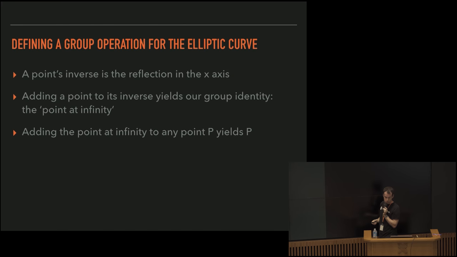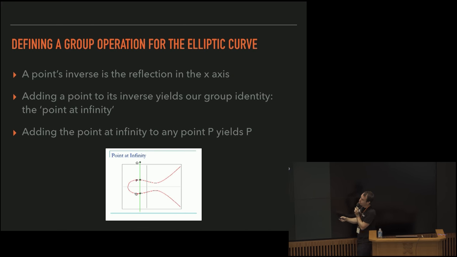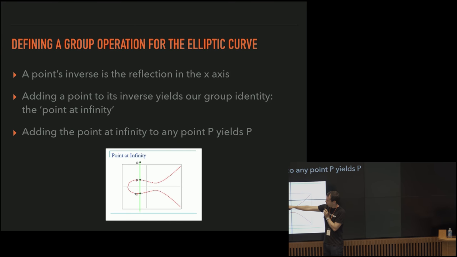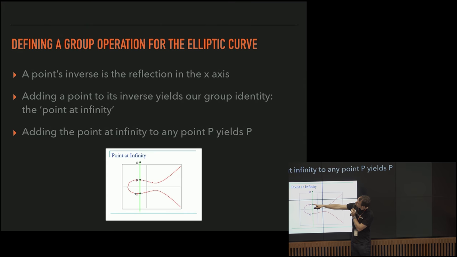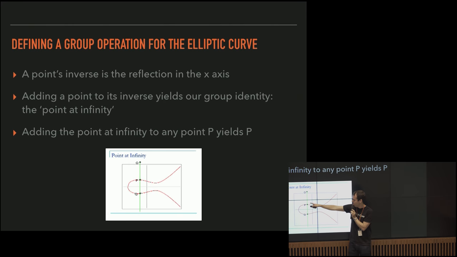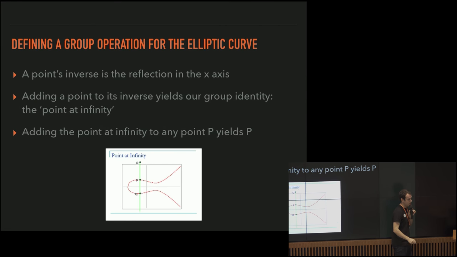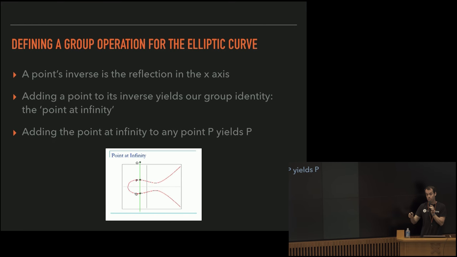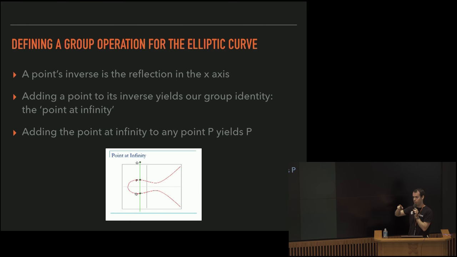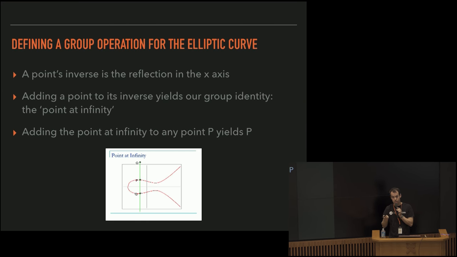And the inverse under the group operation is its reflection in the x-axis. If we add P plus Q together, you can see an element plus its inverse will not meet the curve again. And we call that point the point at infinity, and that's our identity element. Okay, so that's the only exception where if you have a line between 2 points on the curve, it won't meet the curve again. I'm going to claim, but I'm not going to prove, that this indeed is a group operation on the set of points on the curve.